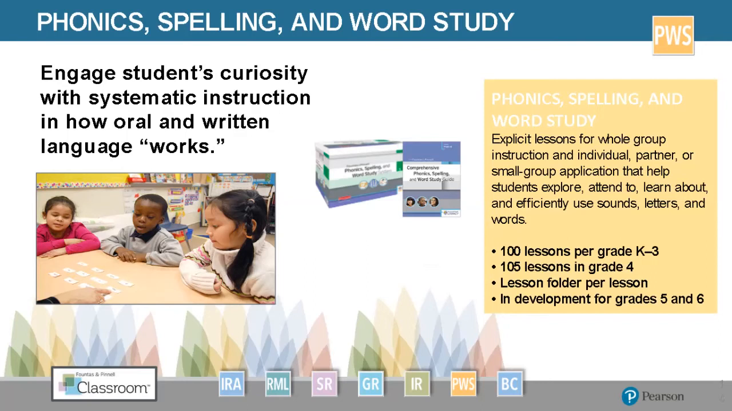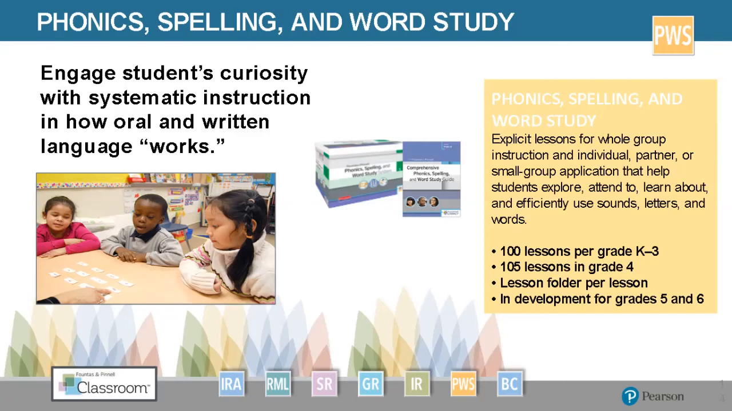Phonics, spelling, and word study. In this context, students are looking at oral language and how written language works. With phonics, spelling, and word study, they receive many tools and resources, one being the comprehensive phonics, spelling, and word study guide. You can see an image there on the slide.